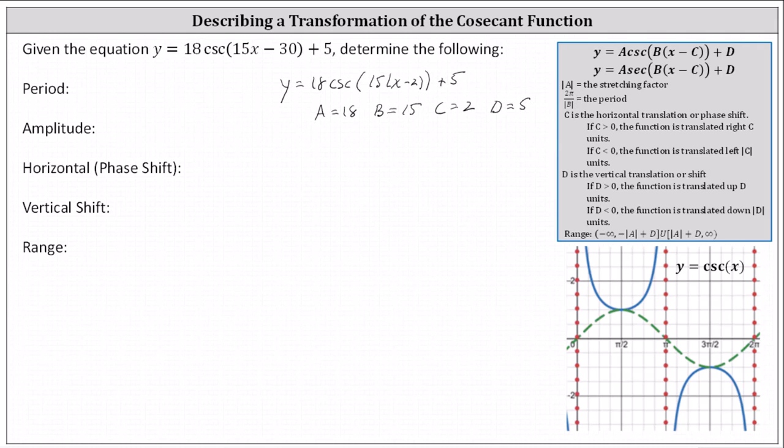The period is equal to 2 pi divided by the absolute value of b. b equals 15, the absolute value of 15 is 15, and therefore the period is equal to 2 pi divided by 15, which does not simplify.